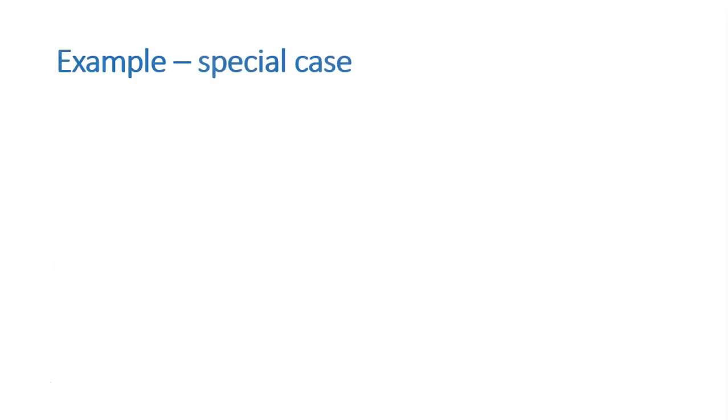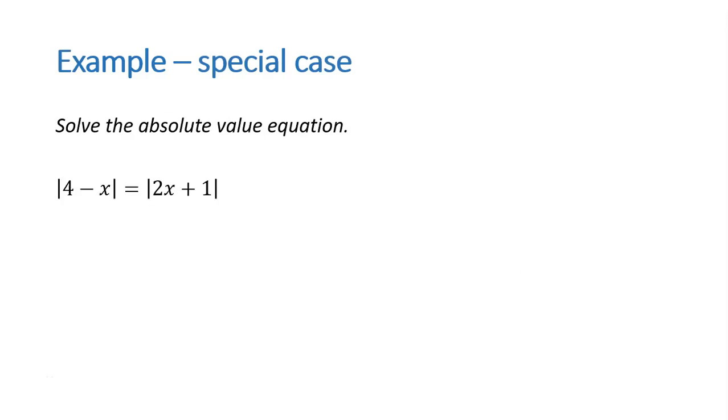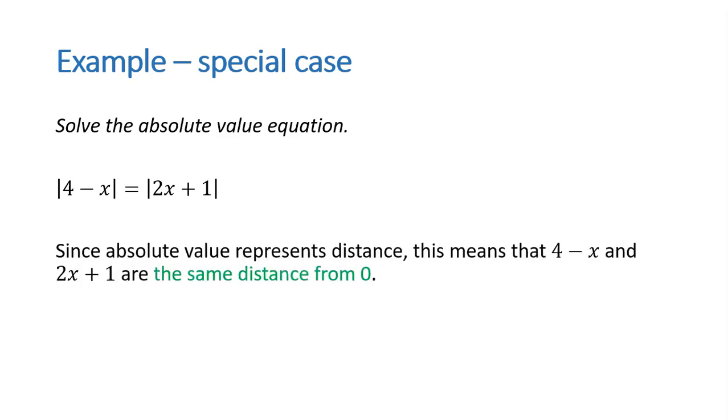Now let's look at another special case. Same thing, just solve the equation, but now let's put two absolute values into our equation. So we have absolute value of 4 minus x is equal to absolute value of 2x plus 1. So we actually have two distances in this problem. Well, we need to think about what this equation is really saying.